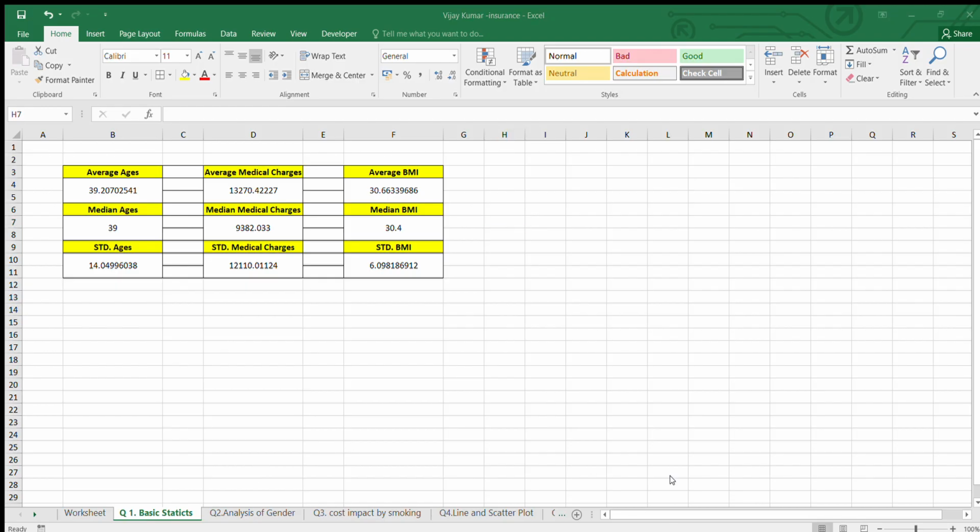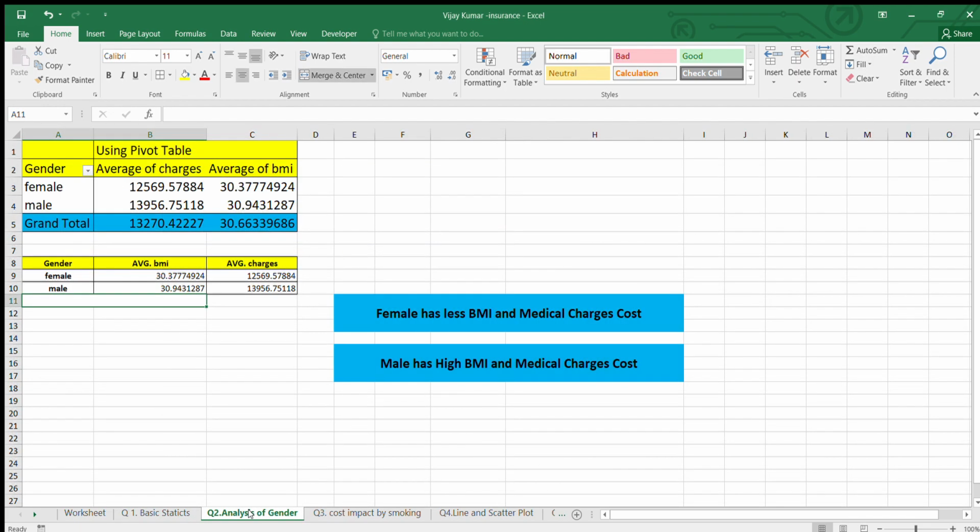In that question, gender analysis. We need to use the average function and pivot table, to compare the average medical charges and BMI between the male and female beneficiaries. Which gender has the higher average cost and BMI? So in the second question, gender analysis, using the pivot table, for male and female.